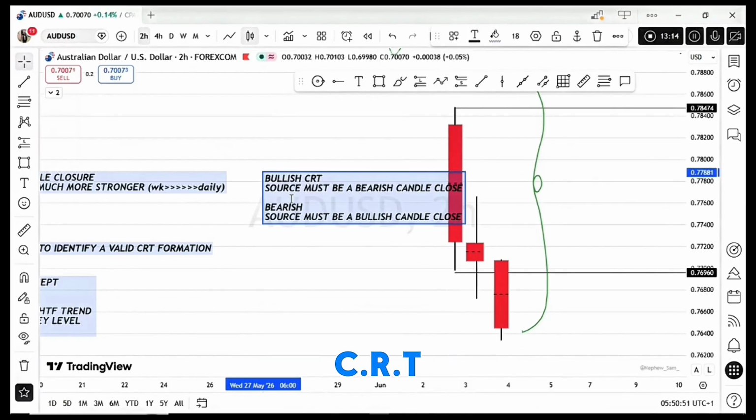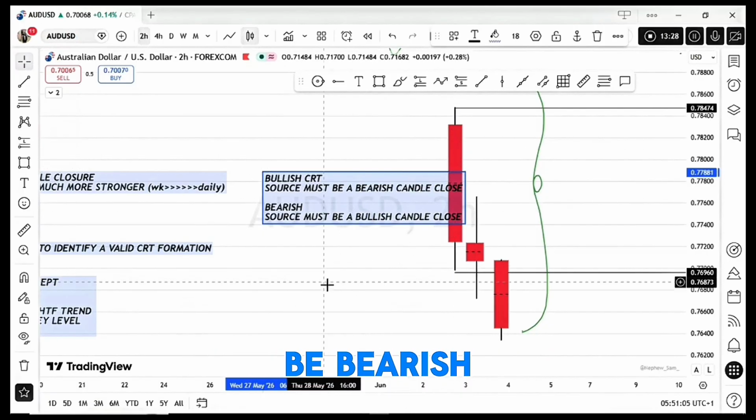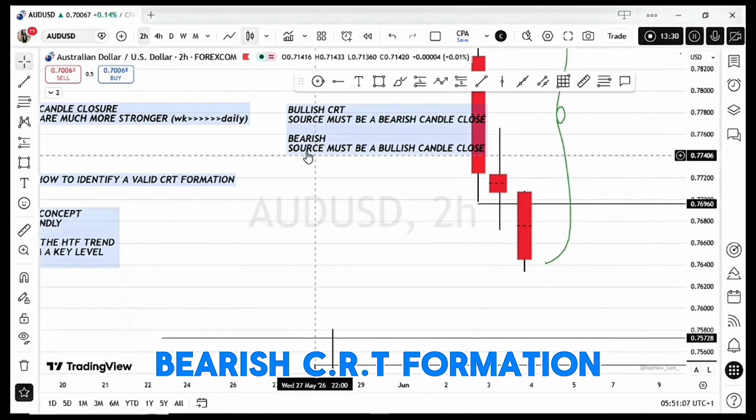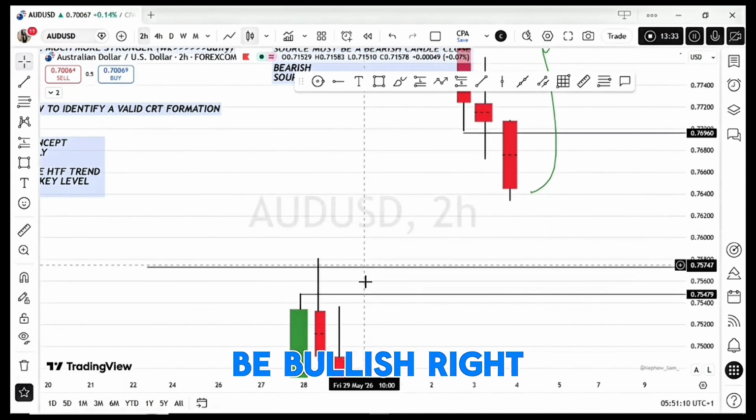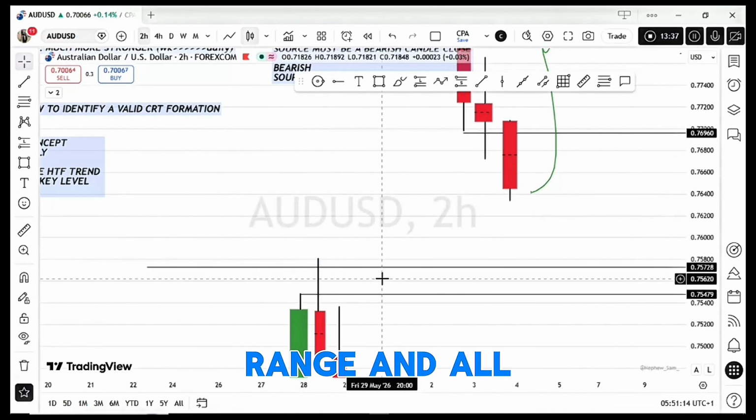For a bullish CRT, the source must be a bearish candle close, right? It must be bearish. For a bullish movement, it must be bearish. Then for a bearish CRT formation, the source will be bullish. The first candle will be bullish. The next candle sweeps it and closes below the range.